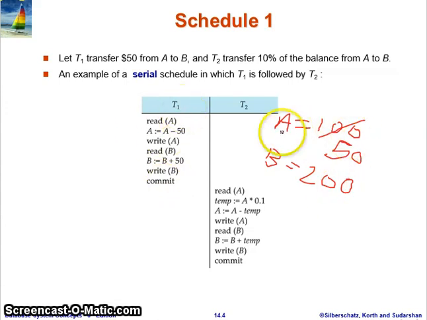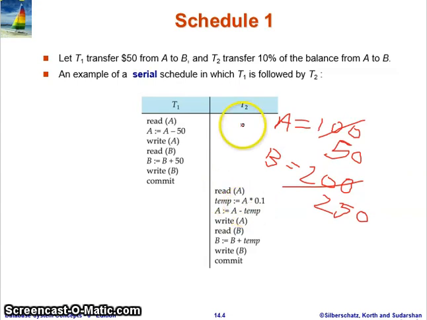The initial value of A is 100 and B is 200. 200 plus 50 means it will be 250. So after completing the transaction T1, the new value of A will be 50 and B will be 250.